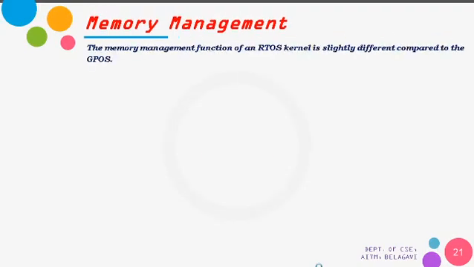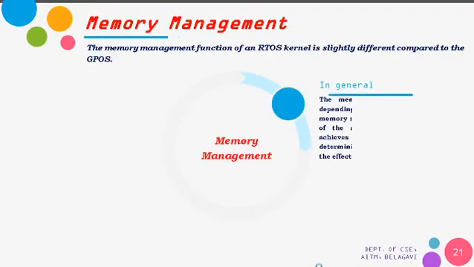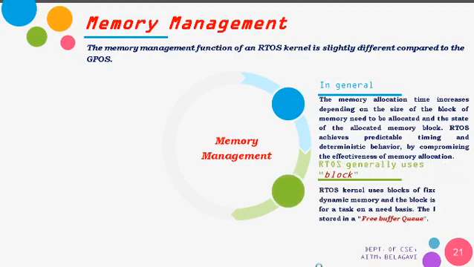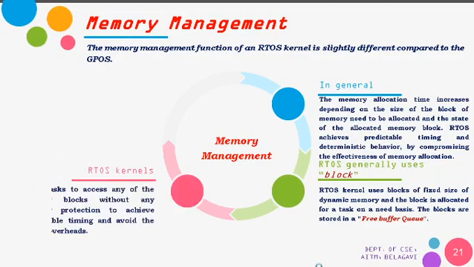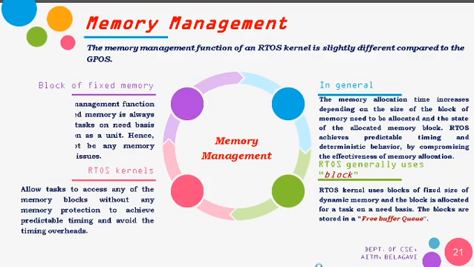Now, memory management. The memory management function of a real-time operating system kernel is slightly different compared to a general purpose operating system. In general, the memory allocation time increases depending on the size of the block of memory needed and the state of the allocated memory blocks. A real-time operating system achieves predictable timing and deterministic behavior by compromising the effectiveness of memory allocation. And a real-time operating system generally uses blocks.